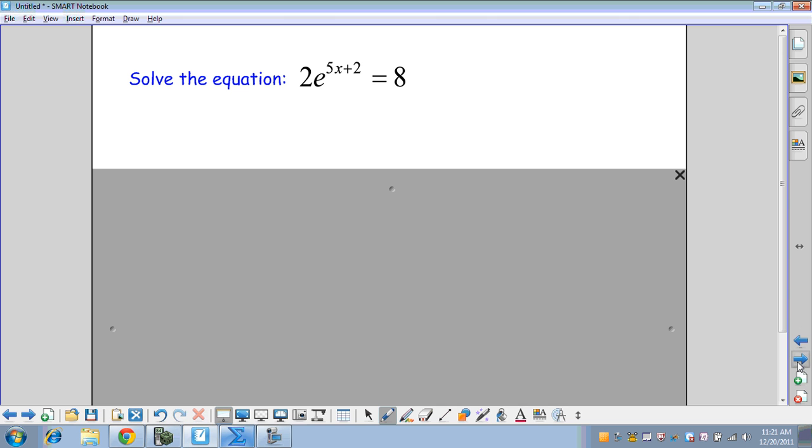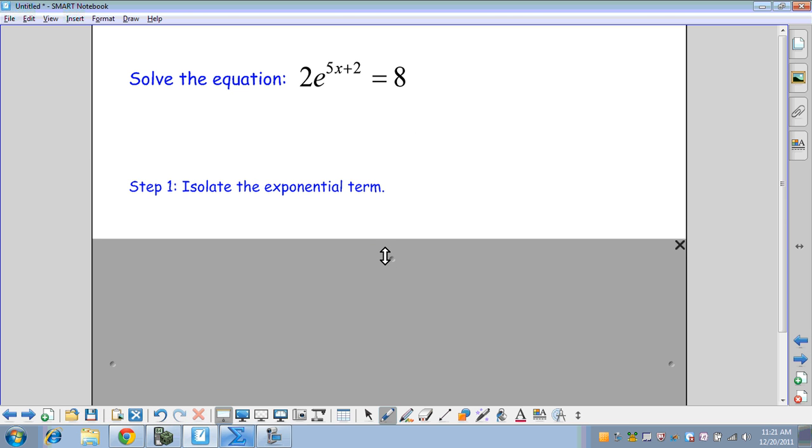So the example we're going to take a look at is this one here. We have 2 times e to the 5x plus 2 equals 8. And I have basically 3 steps that I'm going to walk you through to solve an exponential equation like this one. Step 1 is always to isolate the exponential term. So in this particular problem, my exponential term is e to the 5x plus 2. So I need to get that part completely by itself.